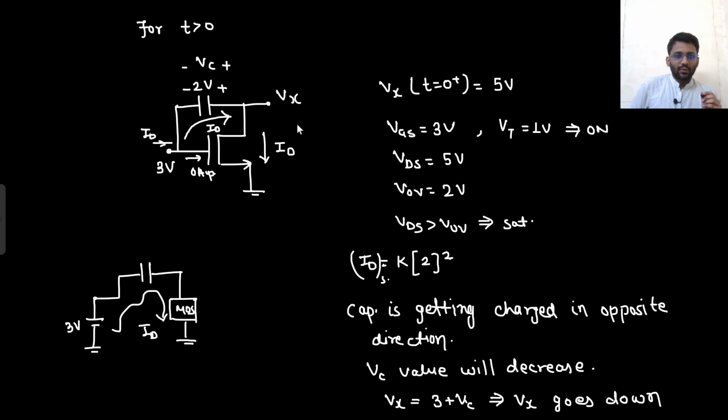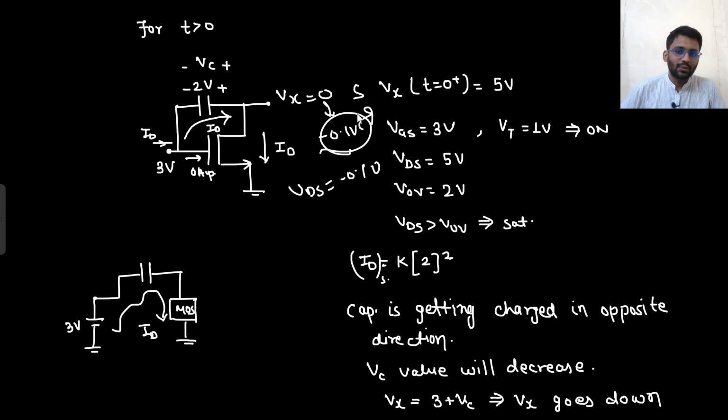Till what voltage can Vx go down? If Vx goes to 0, after that it cannot go down. Why so? Let's say it goes down to minus 0.1, then the VDS value will be minus 0.1. Now, someone will say that, sir, this will act as source and this will act as drain. If that happens, the direction of current will be like this. Now the capacitor will charge. If the capacitor is charging, then Vx will go up.